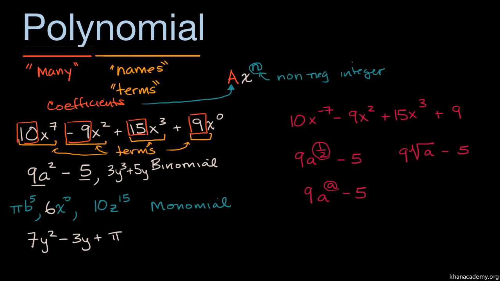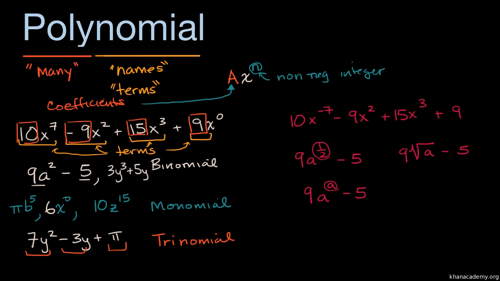Now you'll also hear the term trinomial. Well, a trinomial is when you have three terms. And this right over here is an example. This is the first term, this is the second term, and this is the third term.